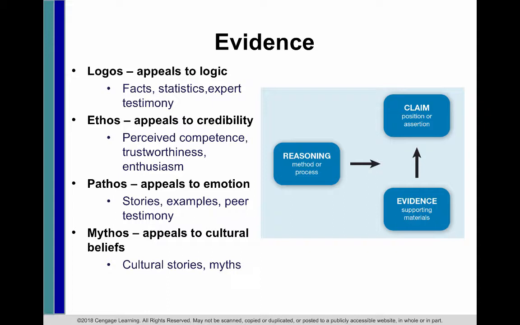Ethos, which is the credibility of the speaker, rests on the degree to which the audience believes you to be competent and trustworthy. If you can show them you're knowledgeable and enthusiastic about your topic, they'll be more likely to believe you. Pathos, or appeals to emotion, relies on the stimulation of feelings in the audience. Telling stories, giving personal examples, using the testimony of people with whom the audience can relate, these are all ways to use this kind of proof.